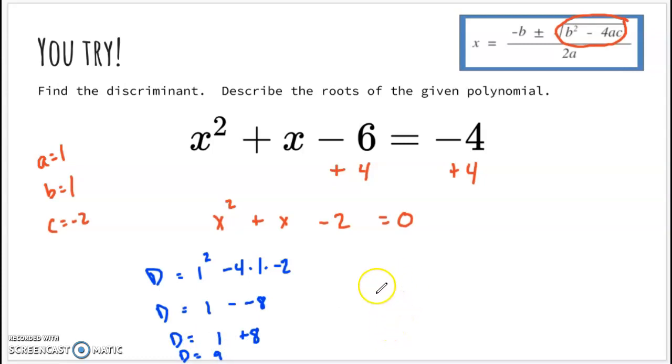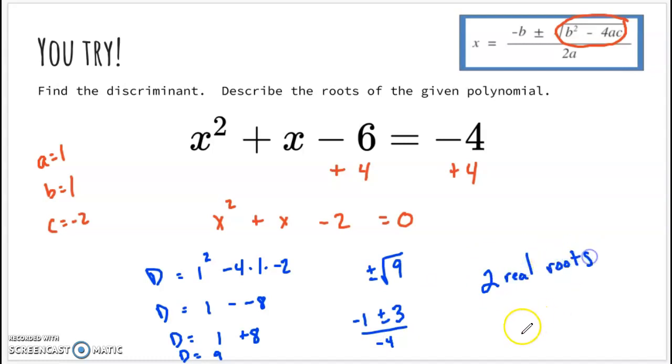And that tells me that if I take the square root of 9, I'm going to end up with a plus or minus 3. So I'm going to be both adding 3 and then dividing, or subtracting 3 and then dividing. I could even work a little backwards and fill in the rest of that quadratic, right? Negative 1 plus 3 divided by negative 4. So that's going to tell me that I have 2 real roots or real solutions.